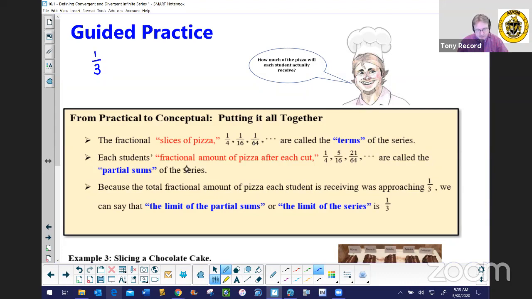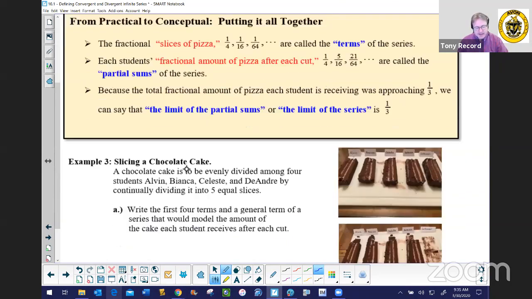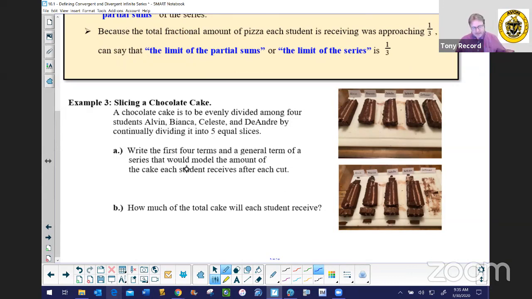Okay. Now we could do something very similar with another type of food item, and I experimented with this as well. So this time I've got a chocolate cake that I bought, I mean baked, to be evenly divided among 4 students, Alvin, Bianca, Celeste, and DeAndre, by continually dividing it into 5 equal pieces. All right, now I'm not going to walk through the whole process here because I think you kind of understand what's happening, but you can see from the picture I have 4 equal slices for those 4 students, and then on the right is the leftover.